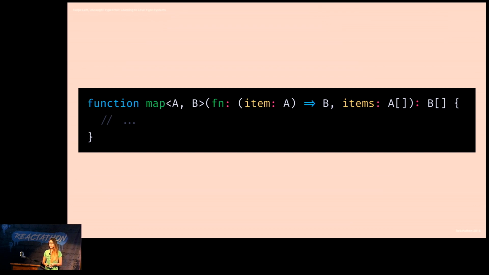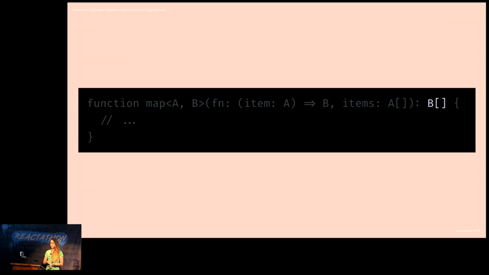Here's another example to drive things home. This map function is also generic and takes two type arguments, A and B, which we will use later. Map takes two arguments. The first is a function and the second is a list of items. The first argument is a function that takes a single argument of type A and returns a single value of type B. The second argument is an array of items of type A. And the return value of this function is an array of items of type B.